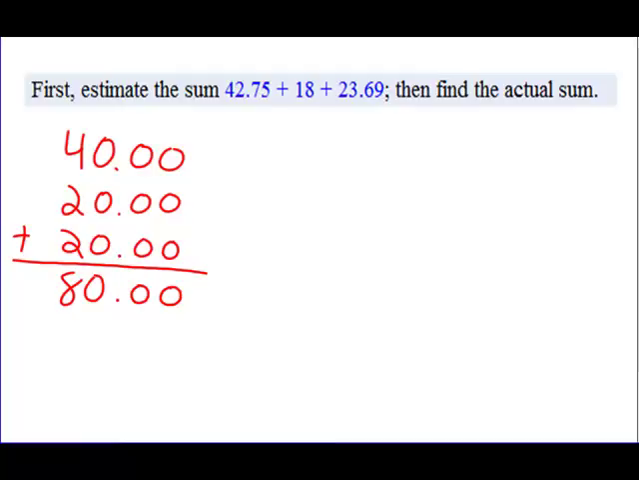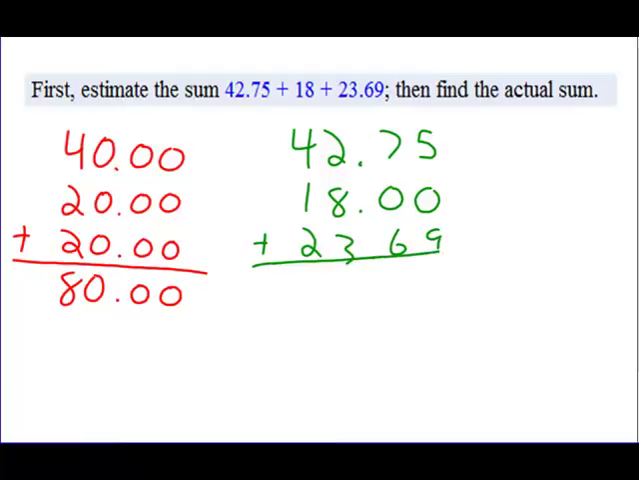Let's check your work. Let's line up our numbers. Since 18 doesn't have the zeros for the decimals, I'm going to put in zeros as placeholders. Five plus 9 is 14, carry the 1. 14, carry the 1. 8, 10, 11, 3 is 14, carry the 1. 5, 6, 7, 8. So 84.44.